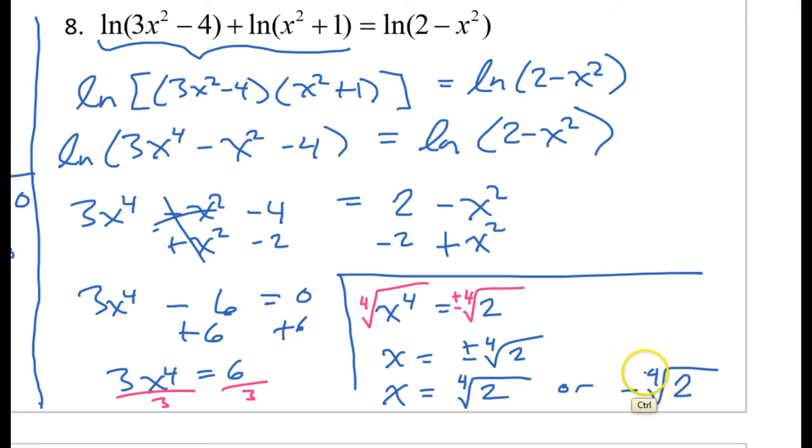Alright, now let's look back and see which one of these is going to give us a negative number. Well, it looks like both of these are going to work when you plug them back in. They're both going to work the same way. Since the x's are all being squared, it doesn't matter whether you're putting in the positive version or the negative version. It's going to come out the same anyway. And you're going to get a positive number in each case. So I really could leave the solution right here. X is equal to plus or minus 4th root of 2.